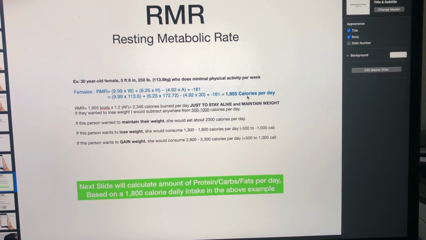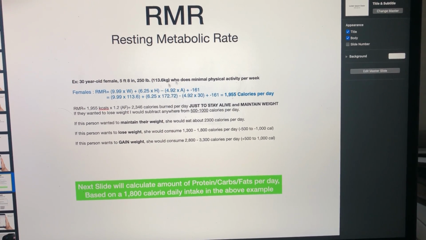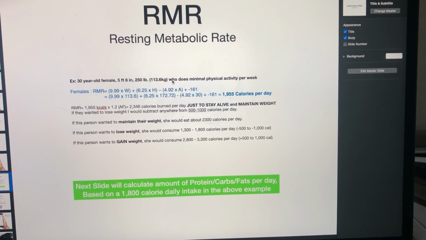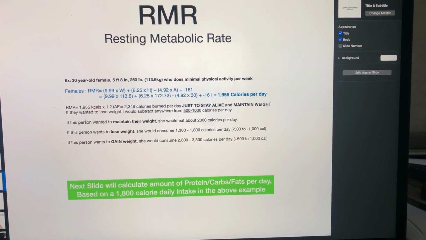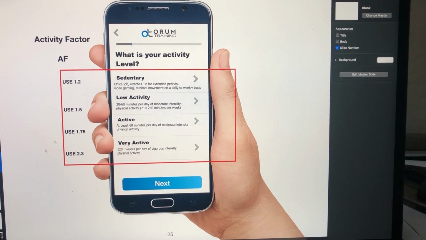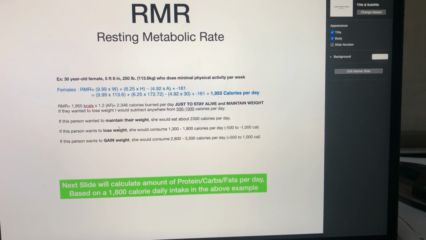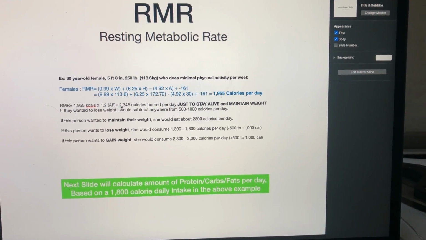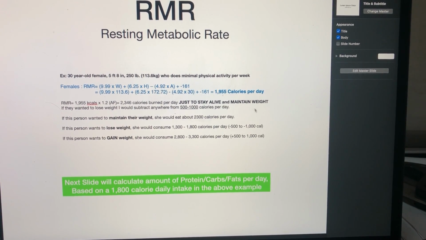The next step is whenever we include the activity factor. So since this person picked sedentary because they do minimal physical activity per week, we're going to use 1.2, which is right here, 1.2, because they're sedentary. So we're going to take that 1,955, multiply it by 1.2 activity factor, which is going to give us 2,346 calories a day just to stay alive and maintain weight.